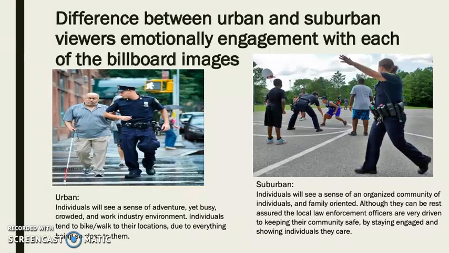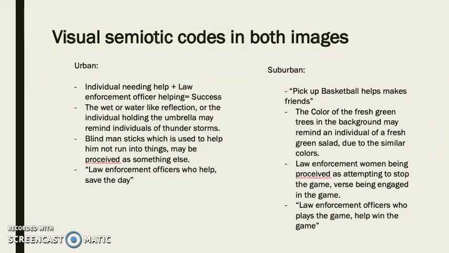And then on our right, the suburban individuals will see a sense of organized community of the individuals and family-oriented. So although they can be rest assured, the law enforcement officers are very driven to keep their community safe by staying engaged and showing individuals they care. But something as simple as playing a pickup game at their community park can change a child's outlook on law enforcement altogether as well. There are some visual semiotic codes in both images.